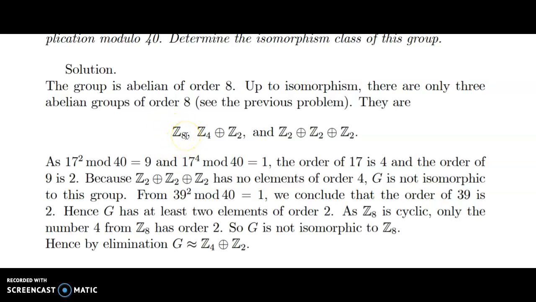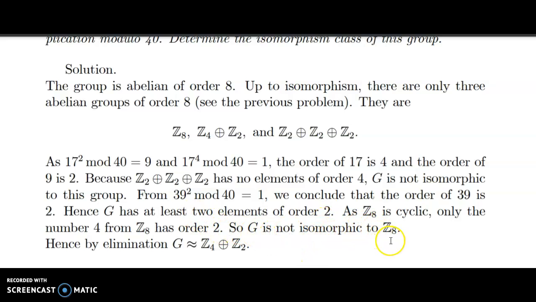So we have only one element of order 2 in Z8, while in the given group G we have at least two elements of order 2. So G cannot be isomorphic to Z8. And it remains only one possibility. So G must be isomorphic to the second group here, Z4 plus Z2. And we are done.